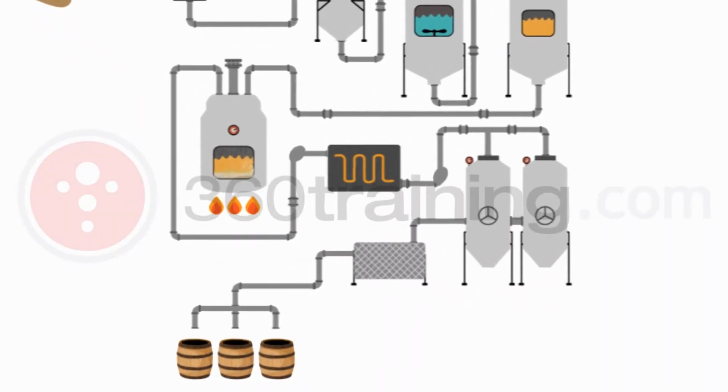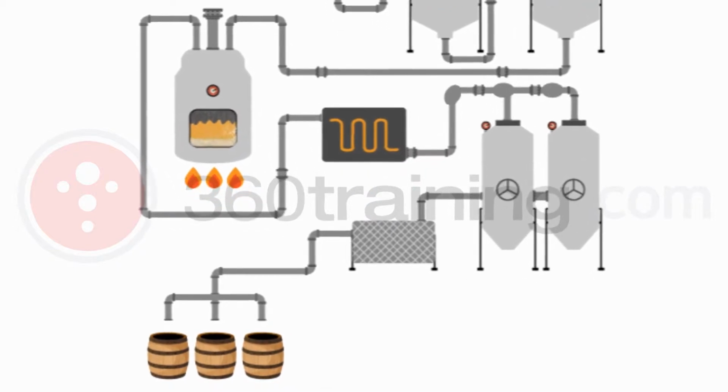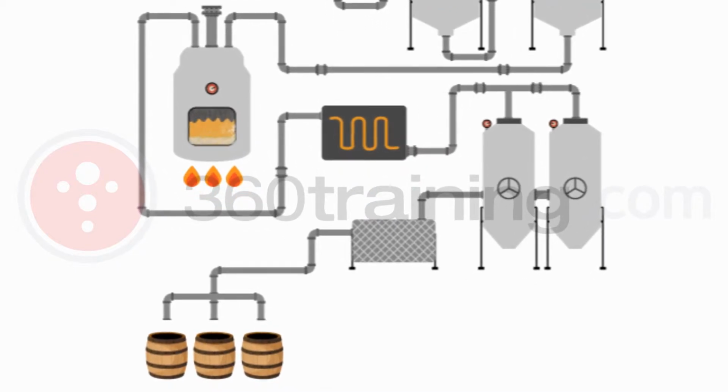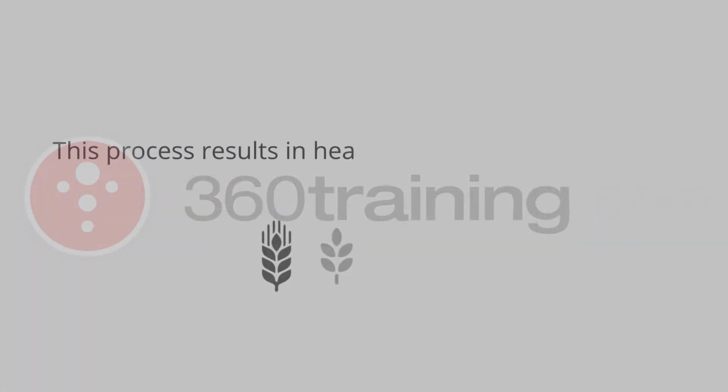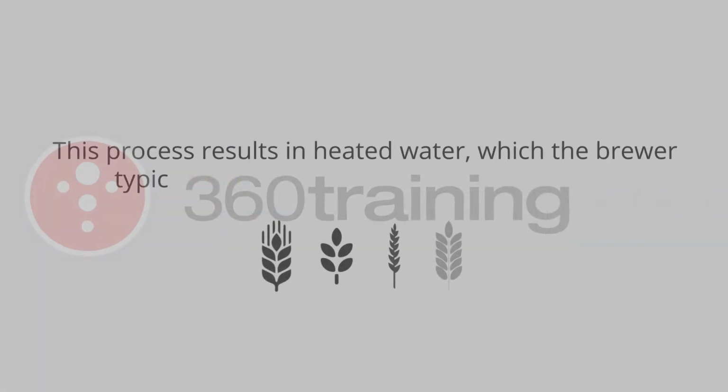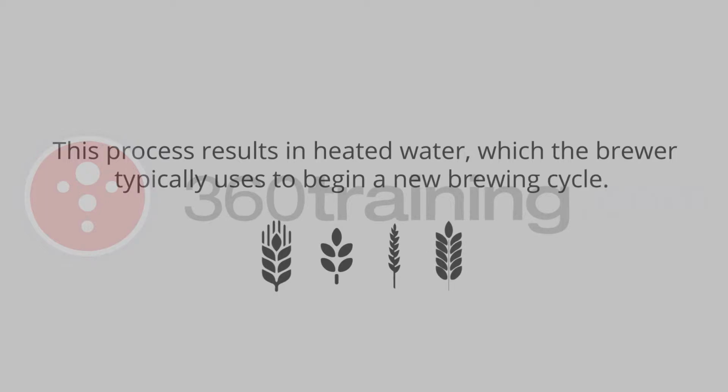After that, a heat exchanger reduces the wort to the necessary temperature for fermentation to begin. This process results in heated water, which the brewer typically uses to begin a new brewing cycle.